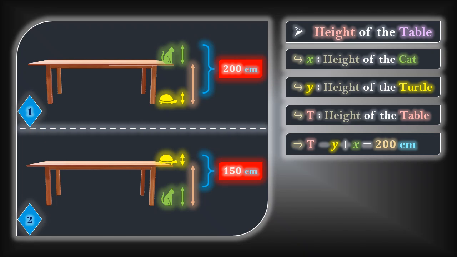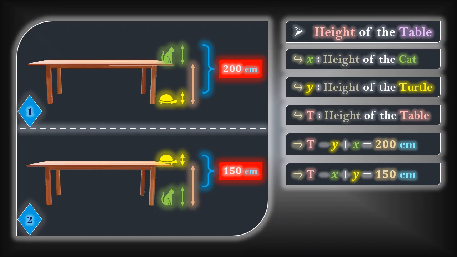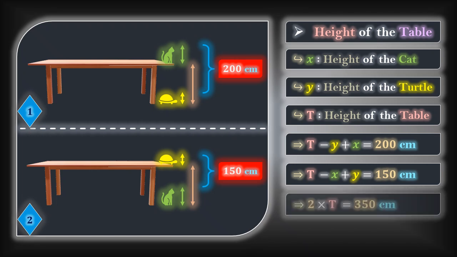Furthermore, according to the second diagram, the height of the table minus the height of the cat plus the height of the turtle is equal to 150 centimeters. Thus, we obtain the second equation, t minus x plus y is equal to 150 centimeters. Now, let us add these two equations together. So we obtain 2 multiplied by t is equal to 200 plus 150 centimeters, which is equal to 350 centimeters.